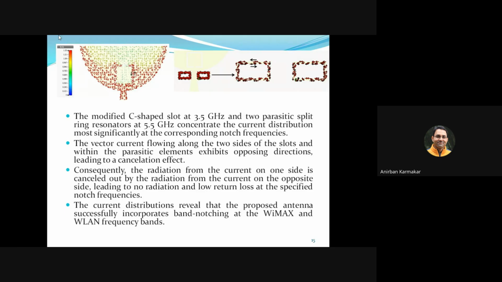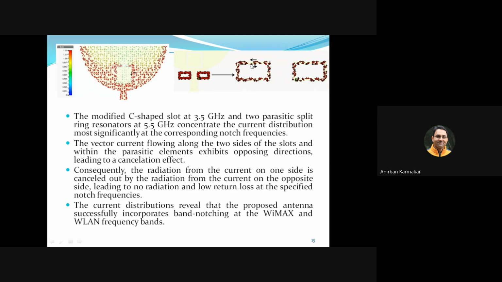So here you can see the modified C-shaped slot at 3.5 GHz and two parasitic ring resonators at 5.5 GHz concentrate the current distribution most significantly at the corresponding notch frequencies. The vector current flowing along the two sides of the slots and within the parasitic elements exhibits opposite directions, leading to a cancellation effect.